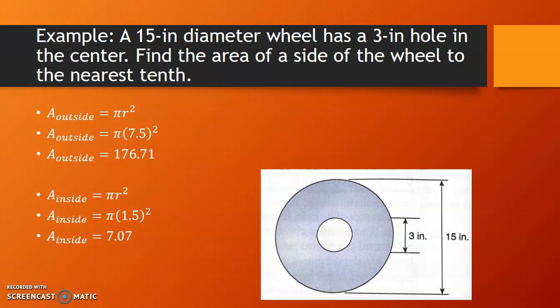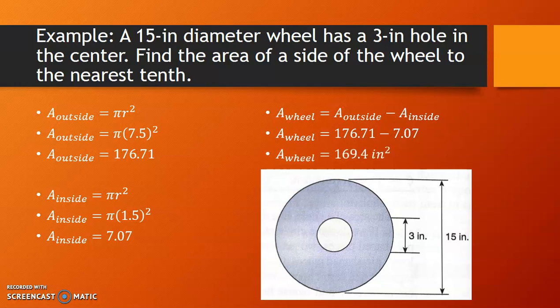So they're wanting to just find the area of the side of the wheel, so that would be the big circle, so the outside circle, subtracting the inside circle, so taking away the hole. So the area of the wheel would be taking that outside area minus the inside area. So plugging in the numbers that we found, I'm going to take 176.71 minus 7.07. And that's going to give me 169.4, and this would be inches squared.